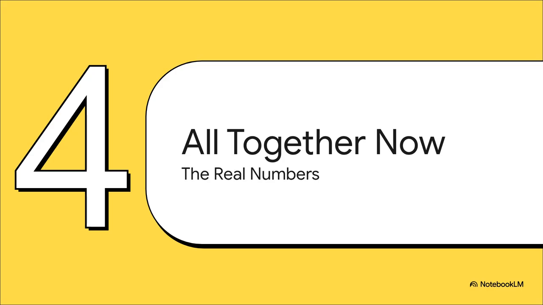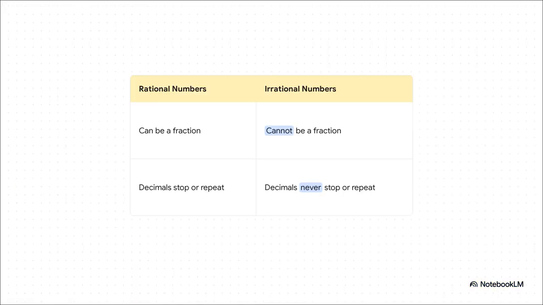Okay, so we've got these two totally different teams, right? Team Rational, who are all neat and tidy, and Team Irrational, the wild, unpredictable ones. So, how do we put them all together? What's the big picture? Here's the most crucial thing to get. A number cannot be on both teams. It is either rational or it is irrational. There is absolutely no overlap. It's one or the other, period. They are completely separate categories.